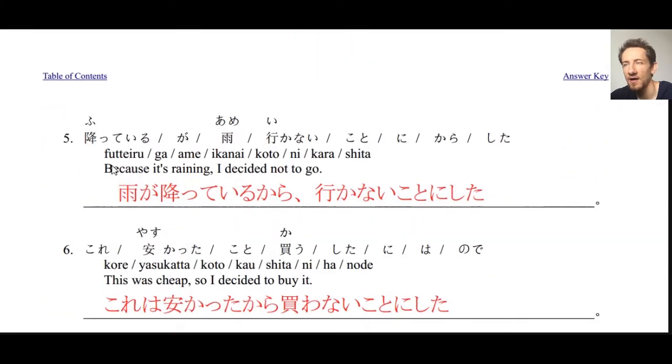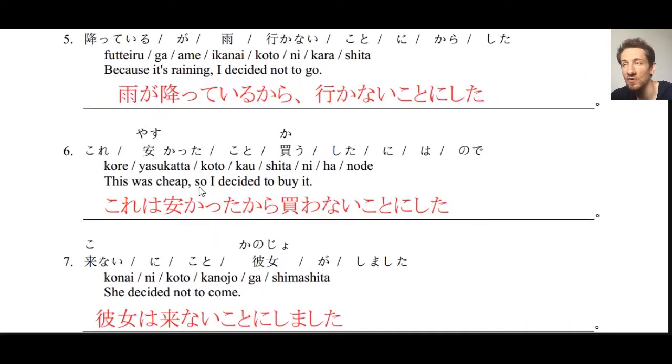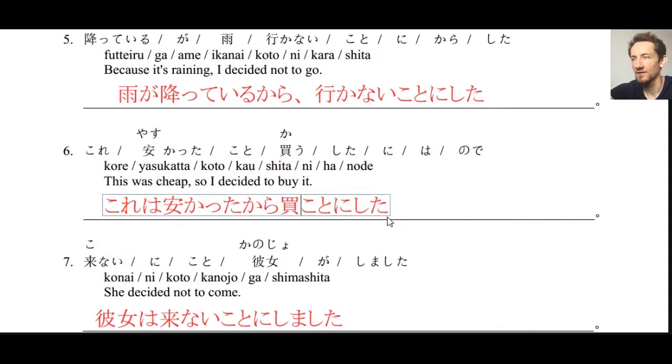Number 5, because it's raining, I decided not to go. 雨が降っているから行かないことにした。Number 6, this was cheap, so I decided to buy it. これは安かったから買わないことにした。That doesn't make sense. これは安かったから買うことにした。There we go. That's better. That makes more sense.